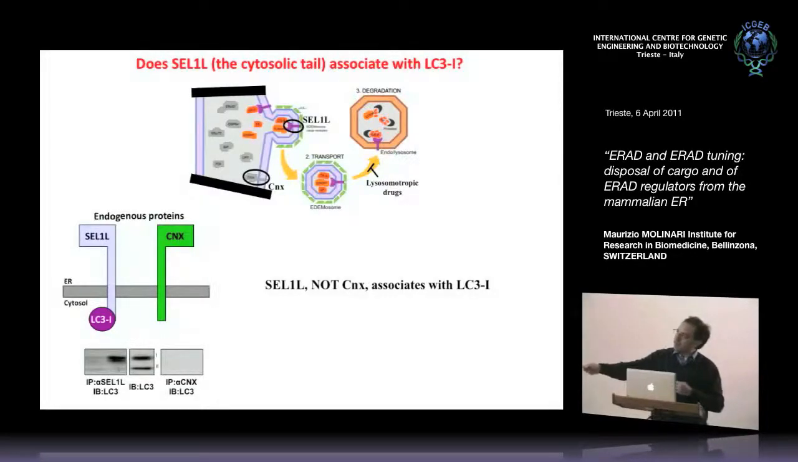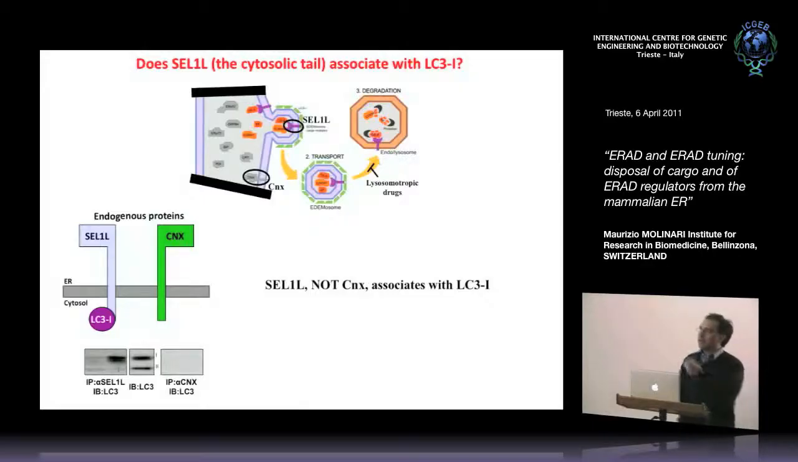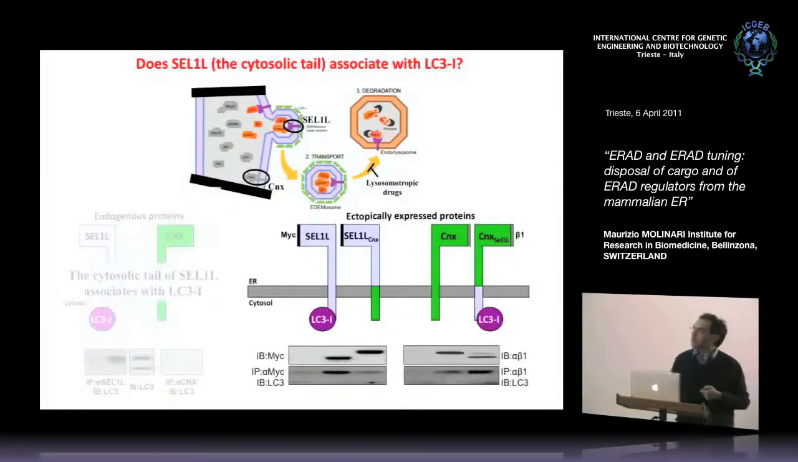So if we precipitate cell 1 and then make a blot to look at the presence of LC31 in the precipitate, we see that LC31 co-precipitates with cell 1. If we do the same with calnexin, we don't have LC31 that co-precipitates. So cell 1 binds LC31; calnexin, which is an ER protein with a transmembrane region, doesn't bind. Then we have expressed these proteins recombinantly to look more carefully if the tail of cell 1 really binds LC31.